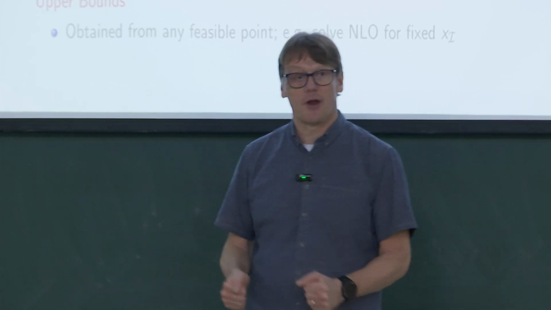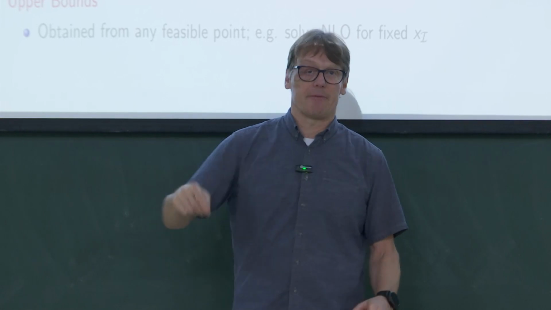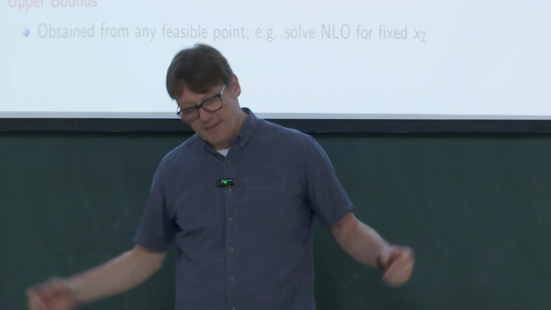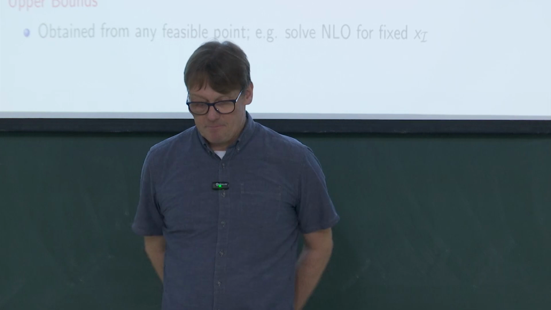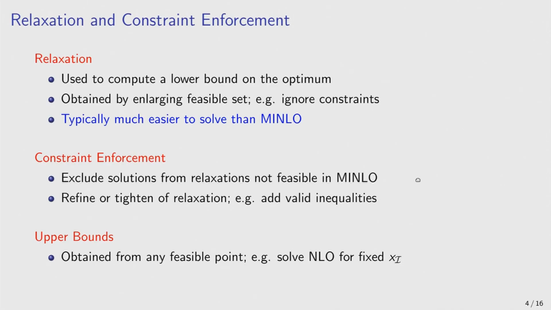Typically we want problems that are easier to solve. This was not a good example, because if you have to run around for coffee and go all the way to Chicago, that's maybe not so easy. Constraint enforcement allows us to exclude solutions that we no longer want, so the points that we've visited already, and it refines and tightens the relaxation. And the upper bounds come typically from solving nonlinear optimization problems for fixed integer variables. Any feasible point will give us a nonlinear upper bound.